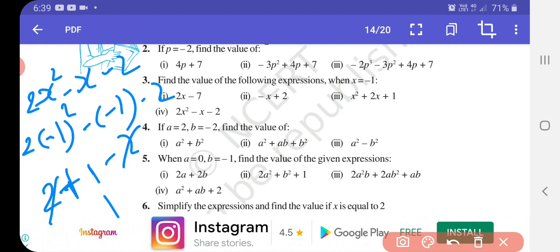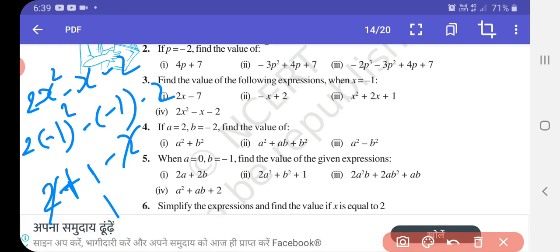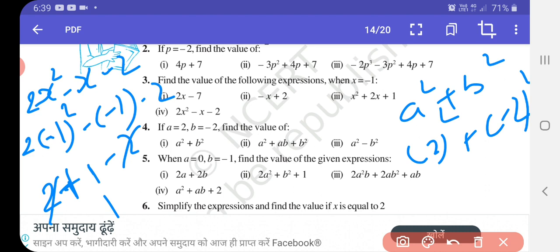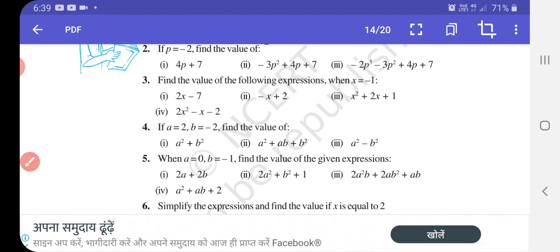Now question number 4. If a is equal to 2, b is equal to minus 2, find the value of a square plus b square. What to do in this question? So first of all, we have a is equal to 2 and b is equal to minus 2. a square plus b square, 2 square plus minus 2 square. So 2 square is 4, minus 2 square again 4, 4 plus 4 is 8. Your answer is 8. Understand? This type you have completed question number 4.